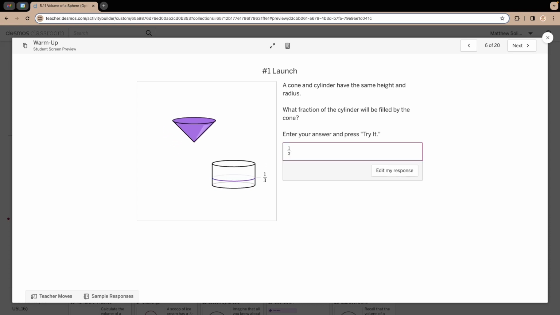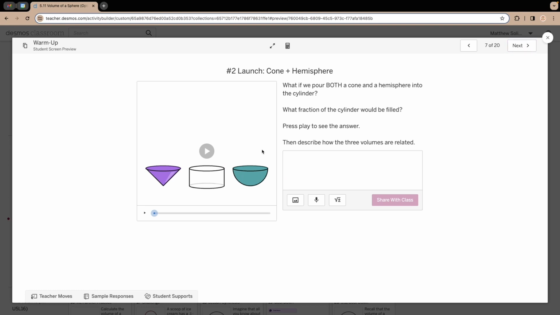And that makes sense because we've used that formula before, 1/3 pi r squared times height. So that's where the 1/3 comes from for a cone and a cylinder. We've talked about that before. All right, now let's look at this. We have not talked about this before. So there's 1/3 of the cylinder. So how much is the hemisphere?